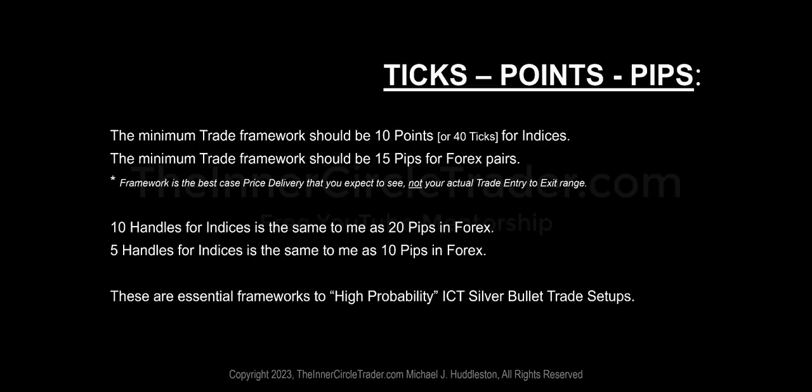All right, before I get into it, let's discuss ticks, points, and pips and the relationship to Forex to futures. For an ICT Silver Bullet trade, the minimum trade framework should be 10 points or 40 ticks for index futures or indices. The minimum trade framework should be 15 pips for Forex pairs for Forex traders.